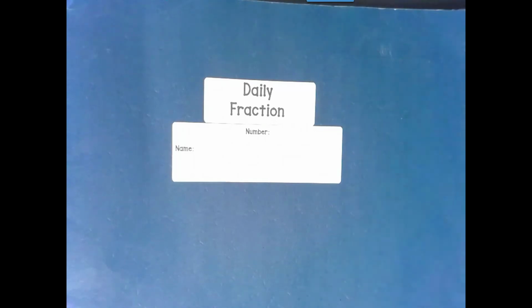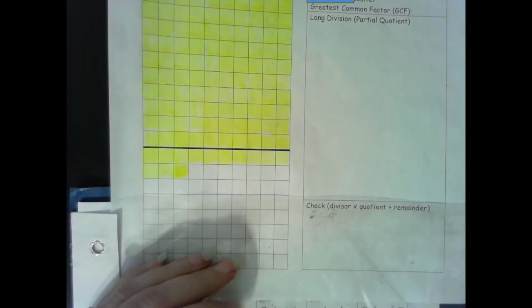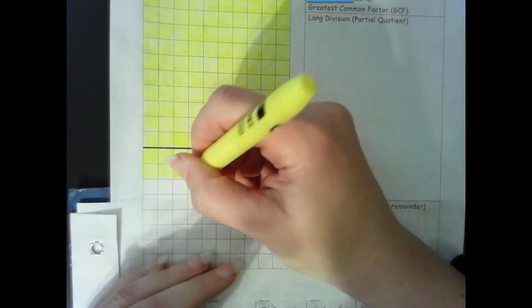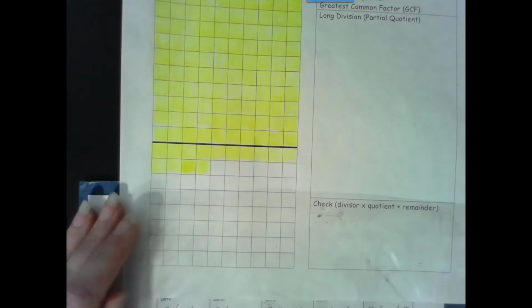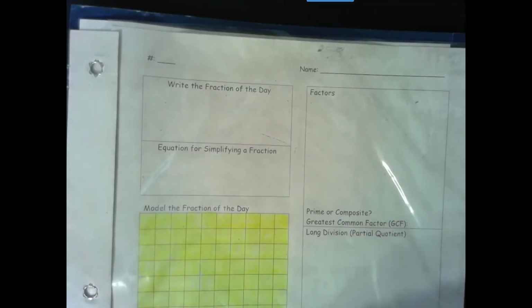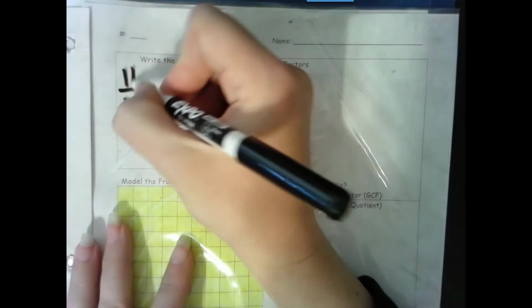Welcome to day 114 of our school year. Okay, 66 school days left. Let's go ahead and get down our beginning fraction. We have a total of 180 school days, and we are on day 114.